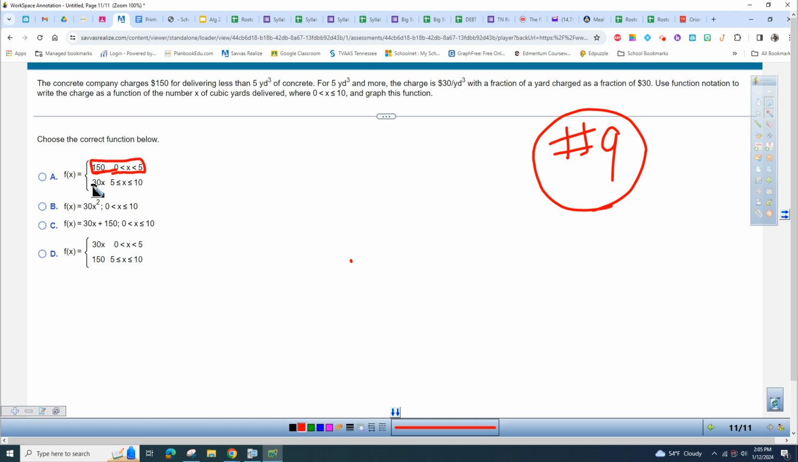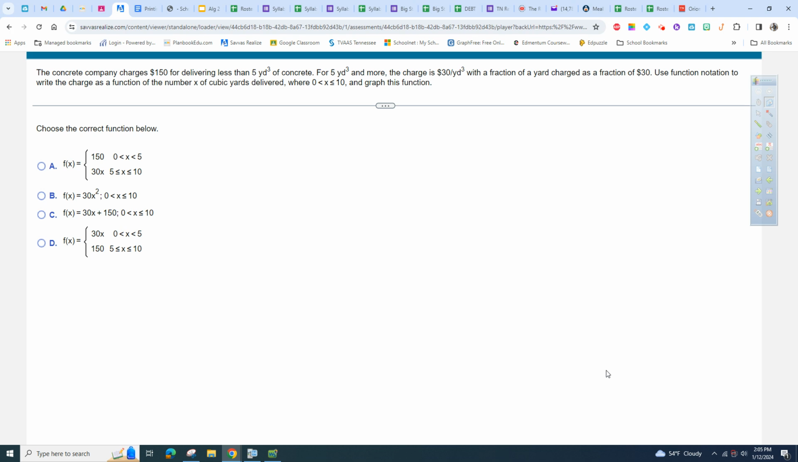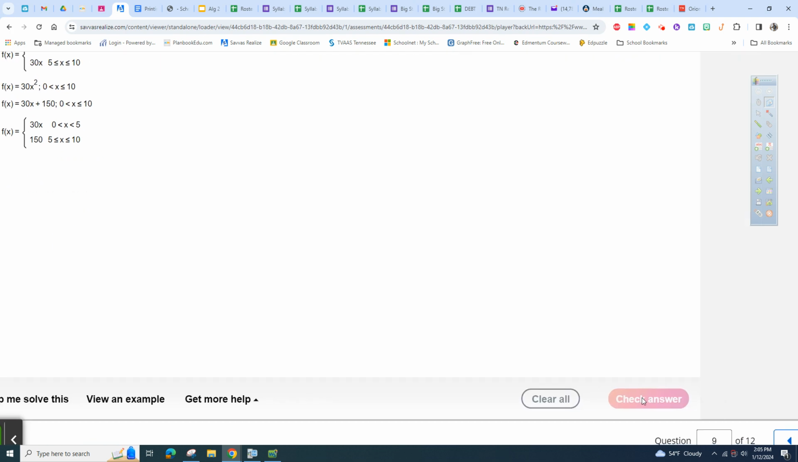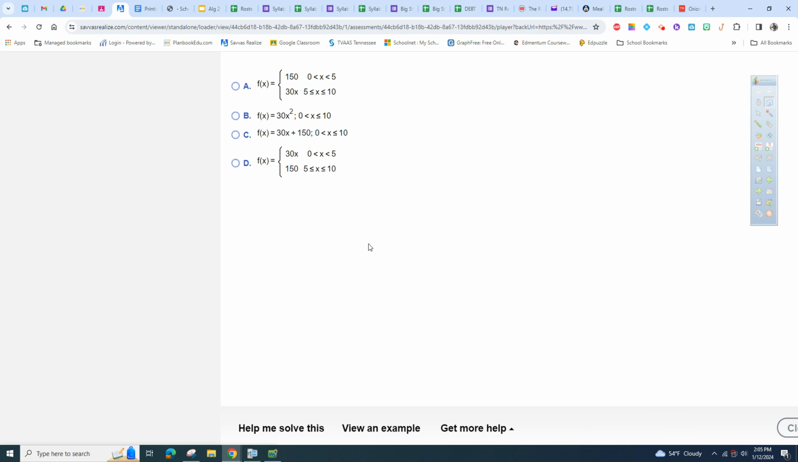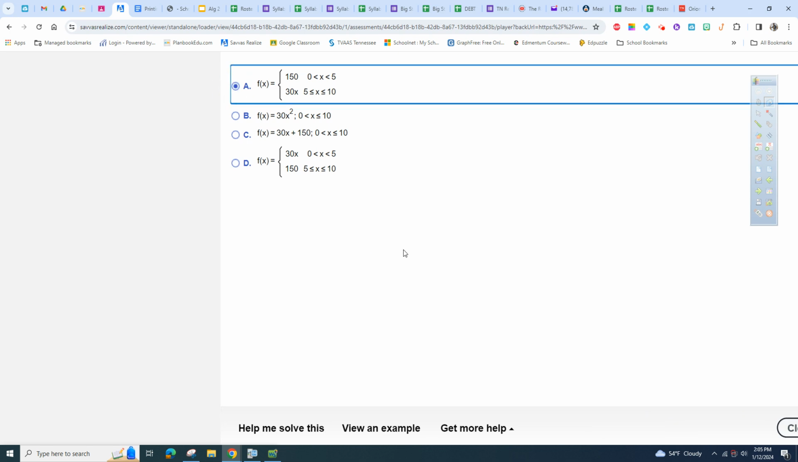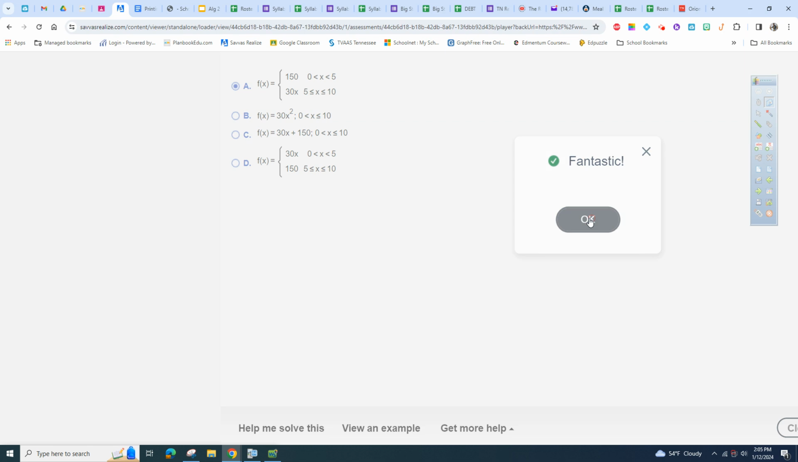Okay. And from 0 to 5 is not $30. No. So we're going to back up here. For the first 0 to 5 cubic yards, we're going to get 150, period. And then once we hit 5 cubic yards up to 10, we're going to do $30 times whatever cubic yard that is. So I think we got this guy straightened out right there. Okay, so let's see how that goes. Check answer. Uh-oh. Did I not? Oh, I got to click it officially. And here we go. Fantastic.